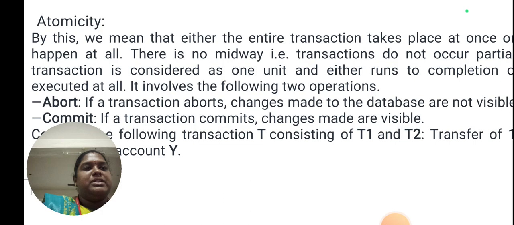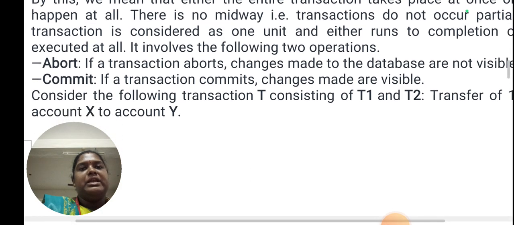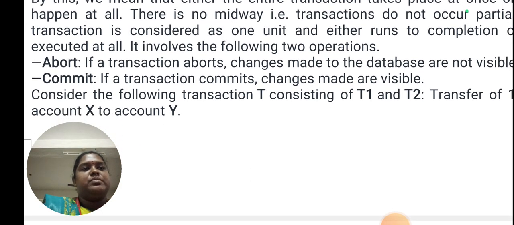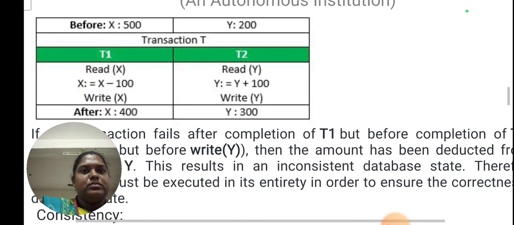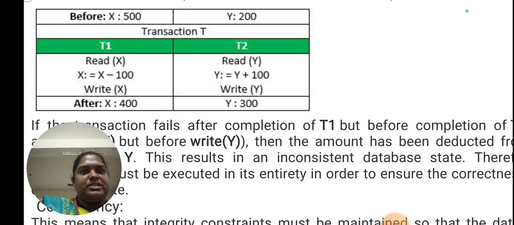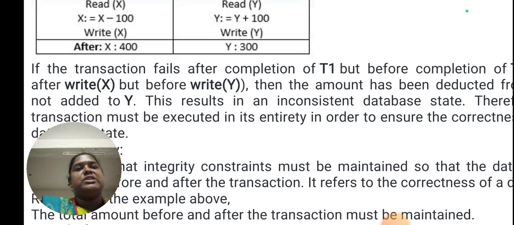Abort: if a transaction aborts, the changes made to the database are not visible. Commit: if the transaction commits, the changes made are visible. Consider the following transaction T consisting of T1 and T2, a transfer of an amount from account X to account Y. These operations happen within transaction T.